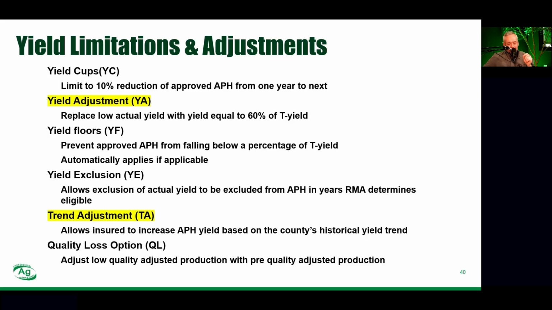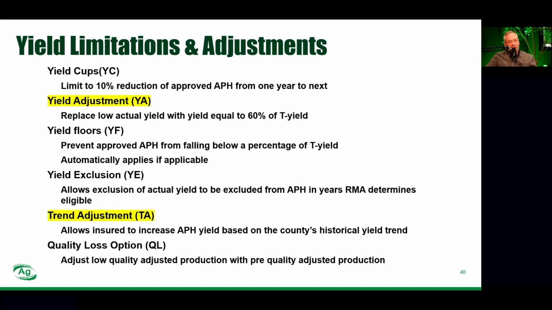Basically, what that says is if you have a database and you plug in a year that would be 60% or less of 60% of the county T yield, they're going to sub in the yield adjustment with 60% of the T yield. Okay. So let's go through an example on that.